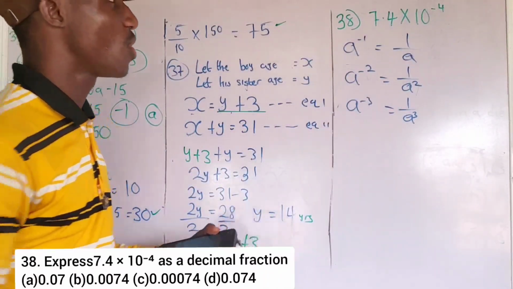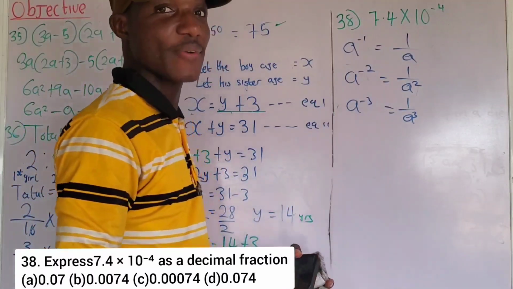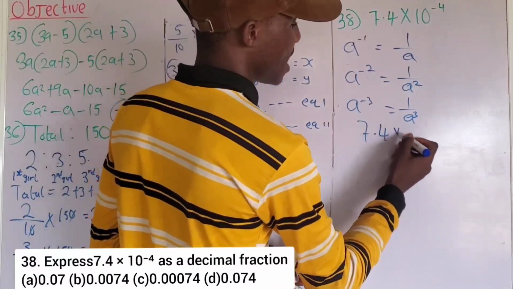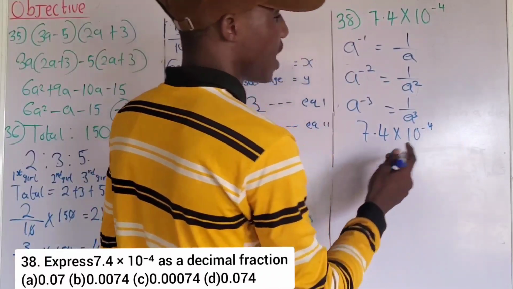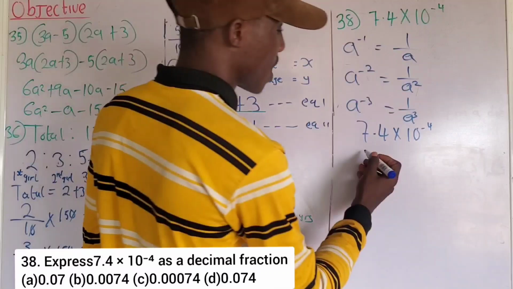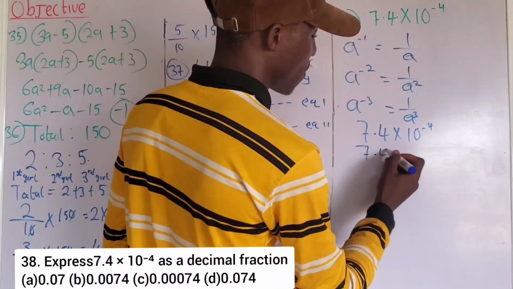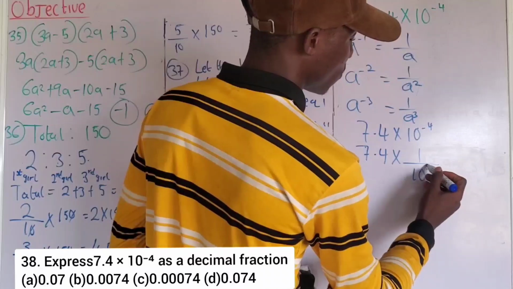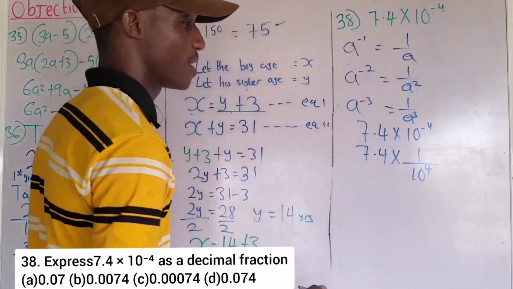You understand? So I want to express this as a decimal. You can put it like this: 7.4 times 10 raised to the power of negative 4. Now 10 raised to the power of negative 4 can be written as 1 over 10 raised to the power of 4. So I'm going to have 7.4 times 1 over 10 raised to the power of 4.